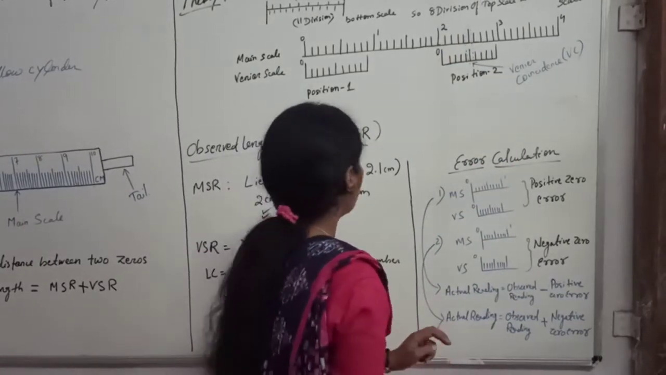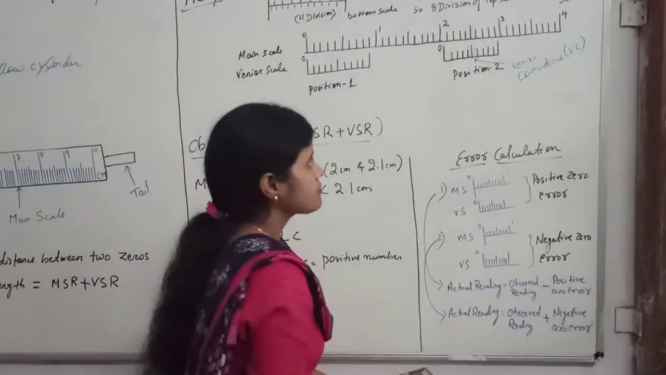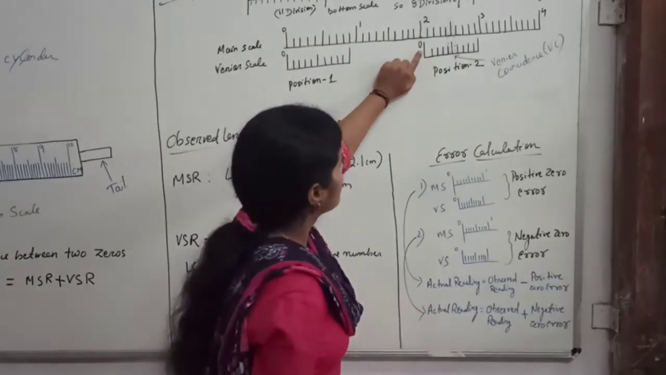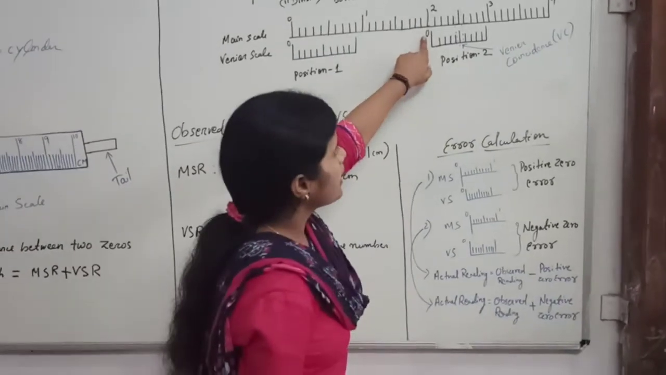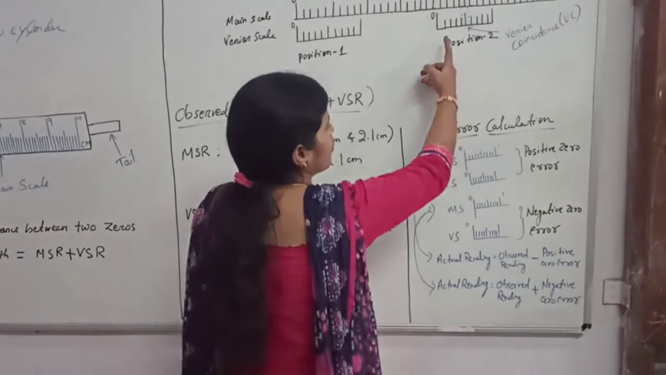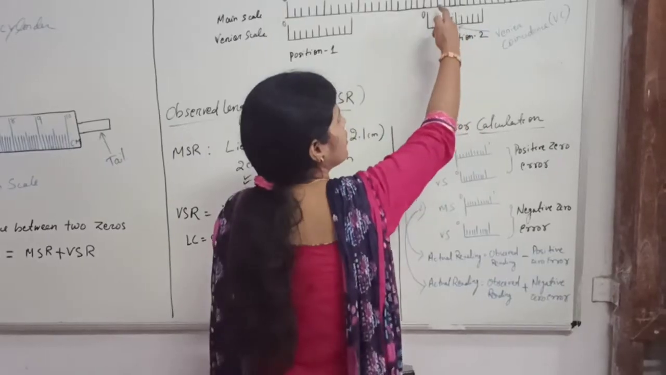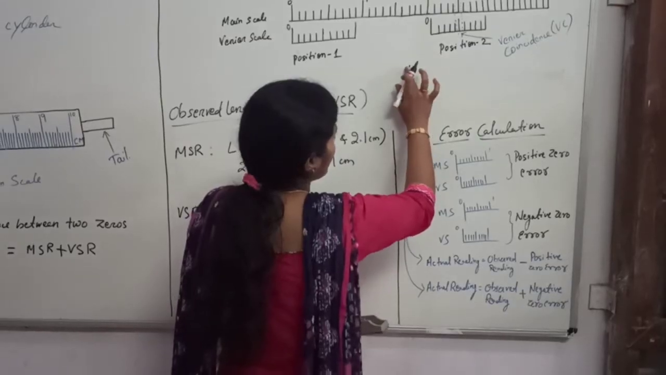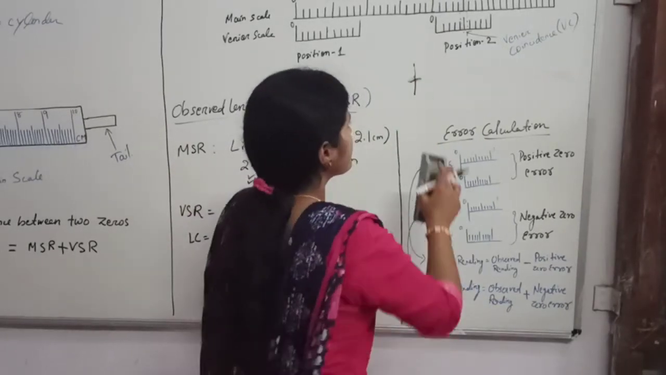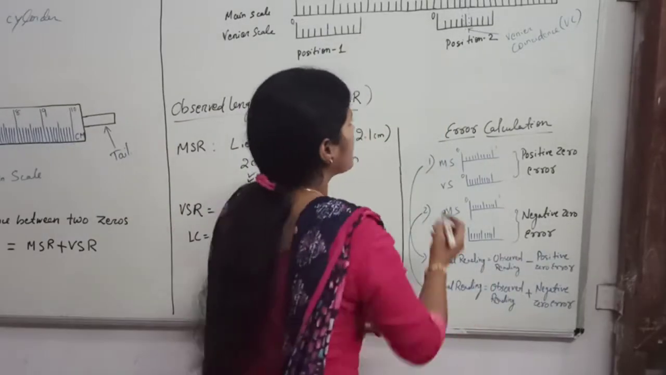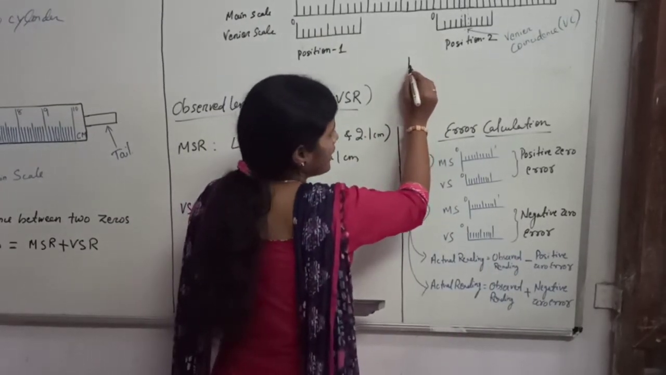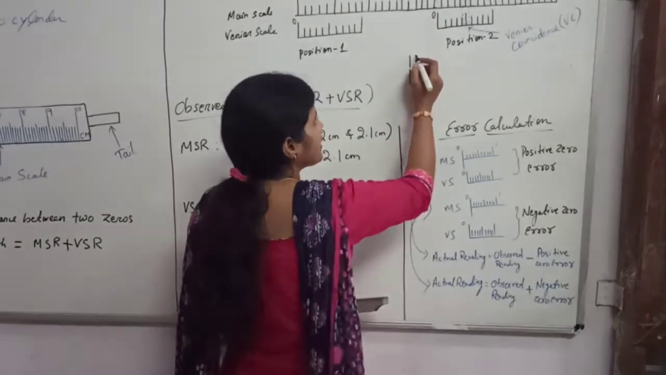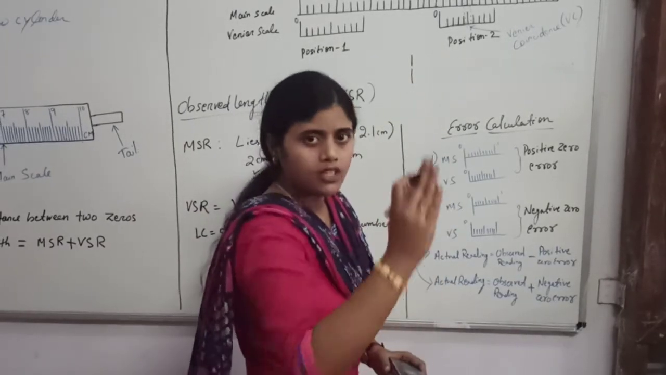How to find it? For vernier coincidence, you have to ignore the zero line of the vernier scale, and then we have to see which line of the vernier scale will coincide. Coincide means completely in one line, one single line. Then we will say that is the value of the vernier coincidence. It means the line of the main scale will coincide with the line of the vernier scale. That means they are in a single line.